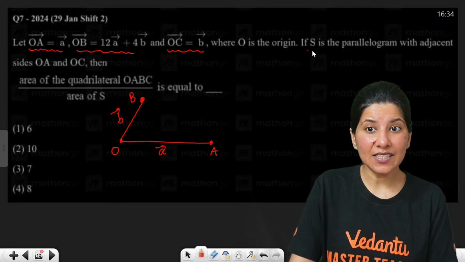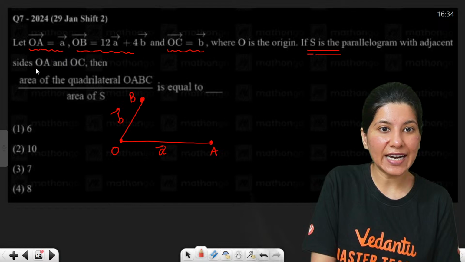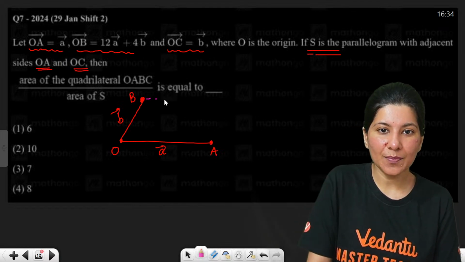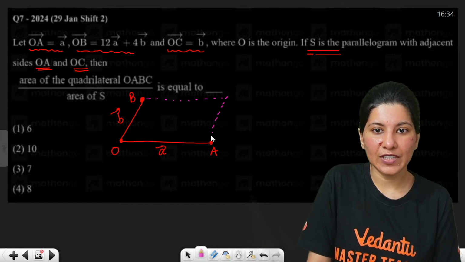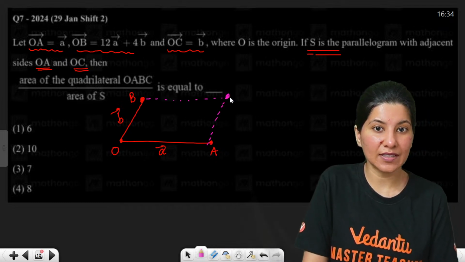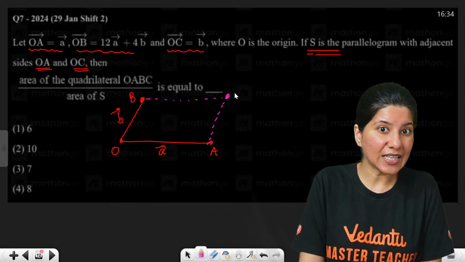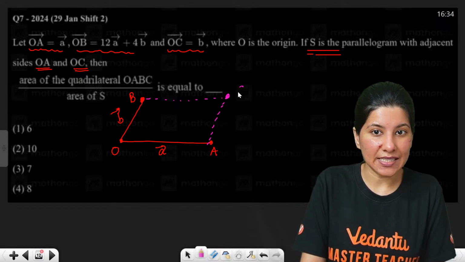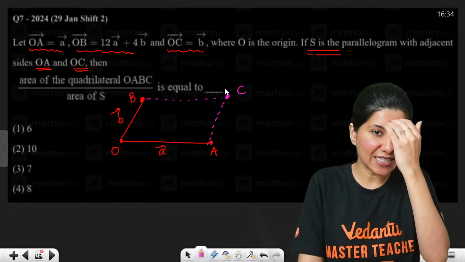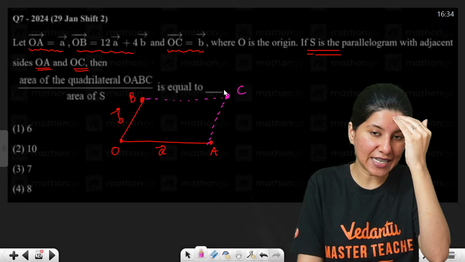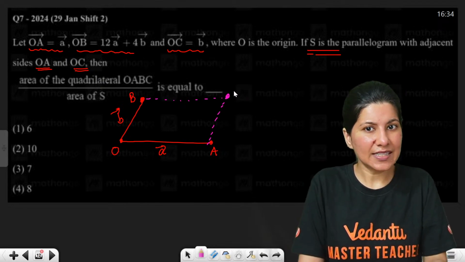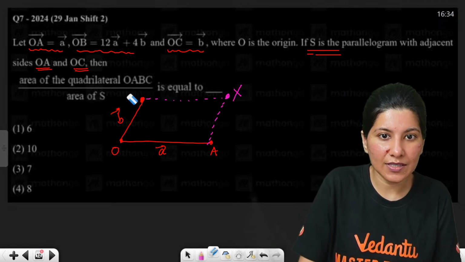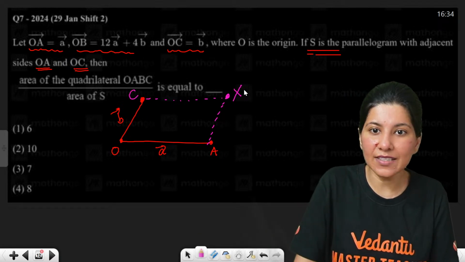If S is the parallelogram with adjacent sides OA and OC. So basically there is a parallelogram with adjacent sides. The parallelogram is not OABC. No, OACB. OABC is not at all a parallelogram. You're understanding this point? This is not C, this is something else. You can mark it as X. Okay, sorry, this is your C and this is not B.